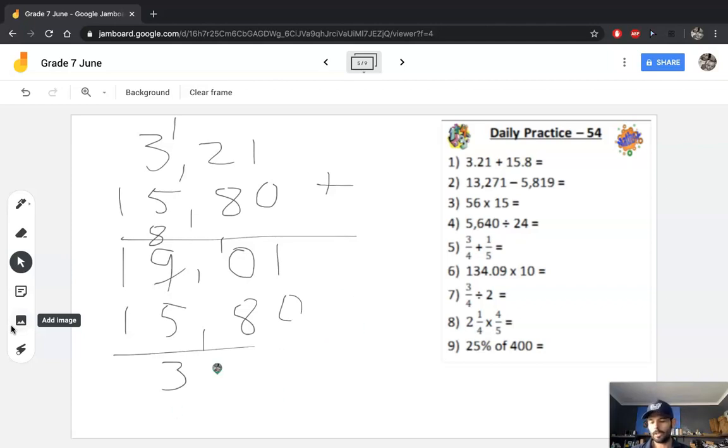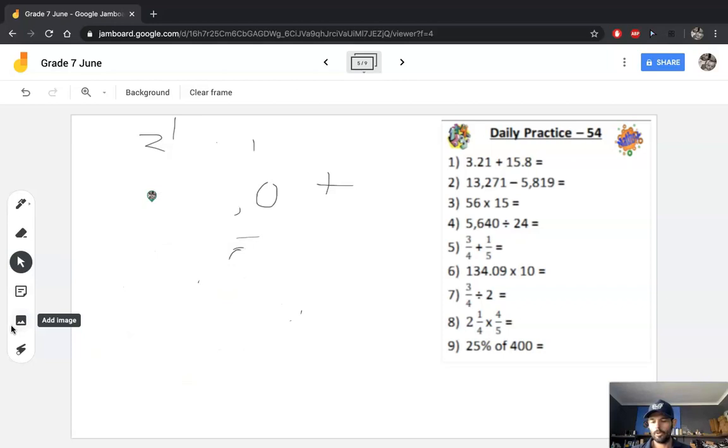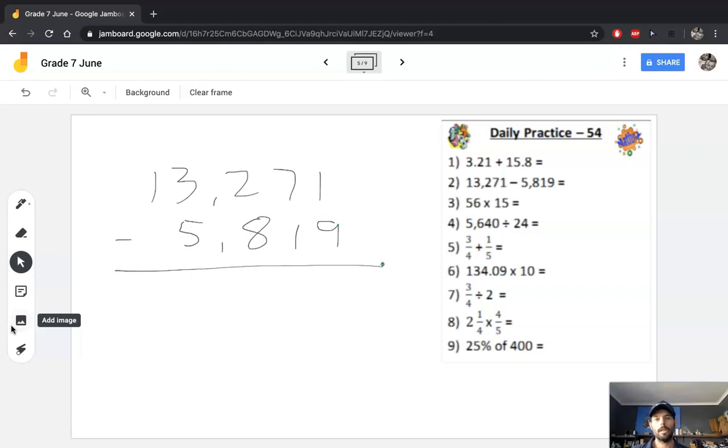Question 2 is a subtraction question, and that is 13,271 subtract 5,819, and I'm going to say it again. The columns that the numbers are in are vitally important, so make sure your tens are in line, your units are in line, your tenths, your hundredths, your thousandths, everything must be in line, and then we just subtract normally.